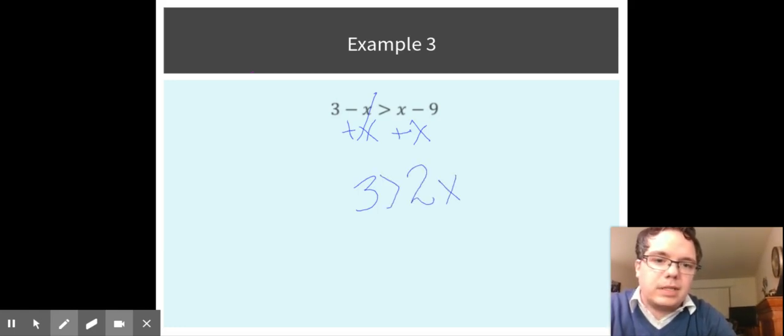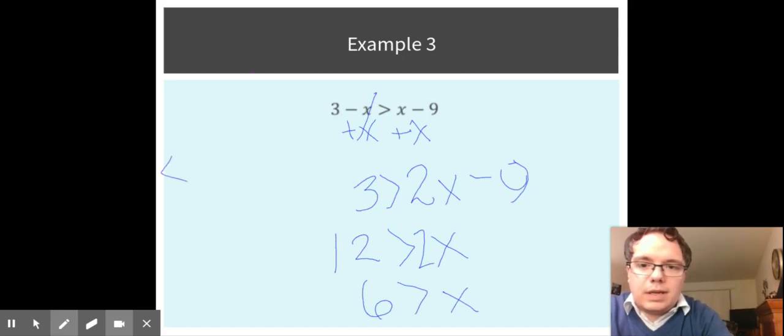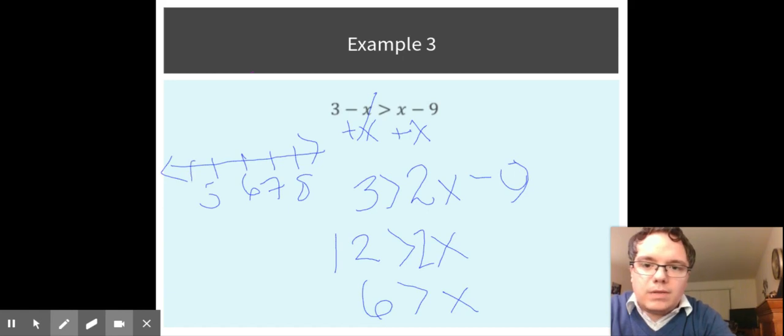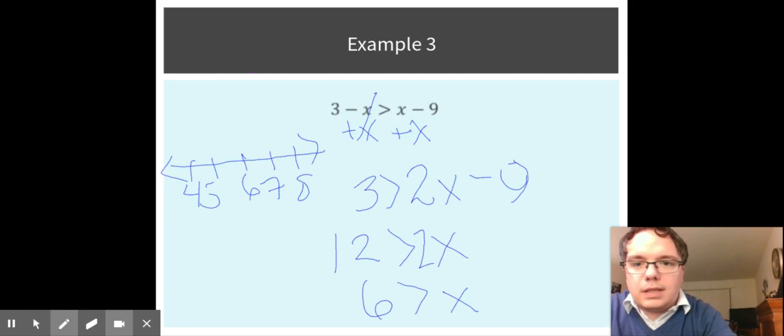So 1x plus 1x is 2x minus 9. So now I'm just going to add 9 to both sides. So I'll get 12 is greater than 2x. And then if I divide by 2, I get 6 is greater than x. So if I get 6 is greater than x, I'm going to make a number line. 6, 7, and 8. 5 and 4. So I have 6 is greater than x as my solution.